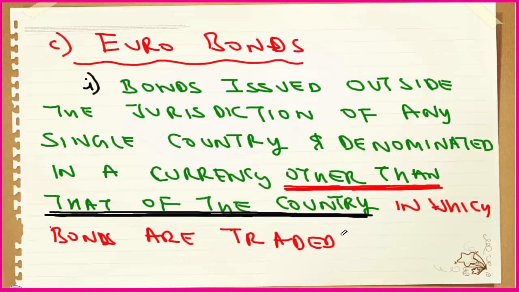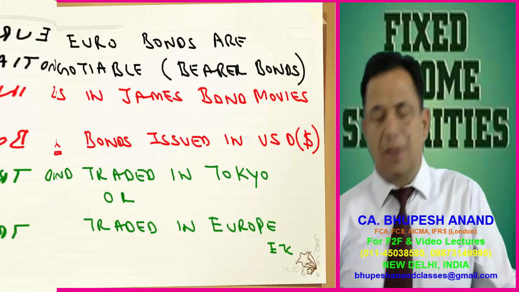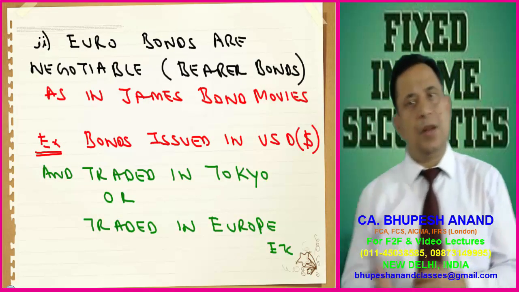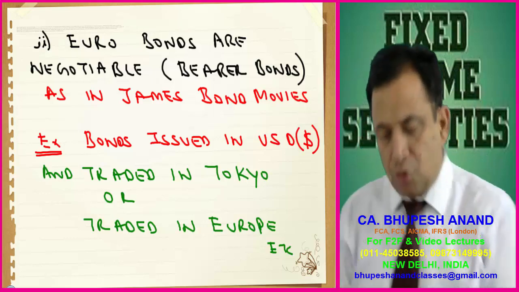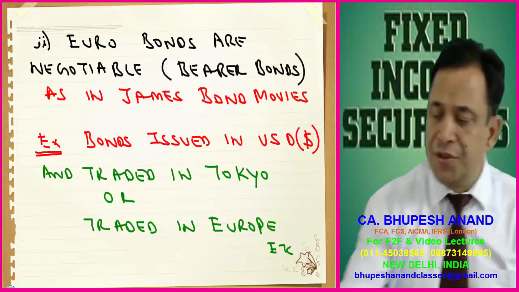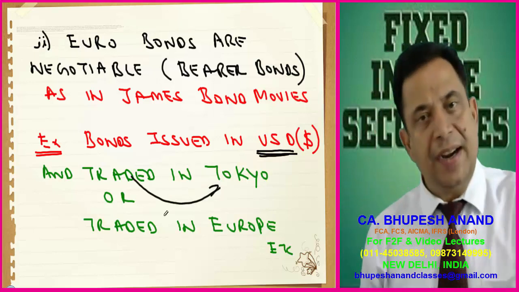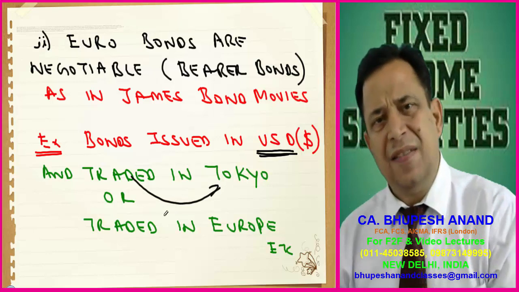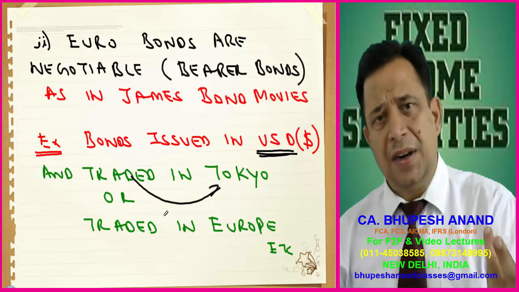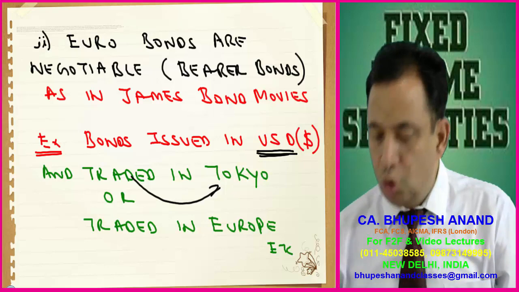So Eurobonds are issued outside the jurisdiction of any single country and denominated in a currency other than that of the country in which the bonds are traded. So I have given an example. Eurobonds are just like bearer bonds. They are negotiable instruments, and bonds issued in USD by McDonald's and traded in Tokyo or traded in India or anywhere, multiple countries, that is named as Eurobond.